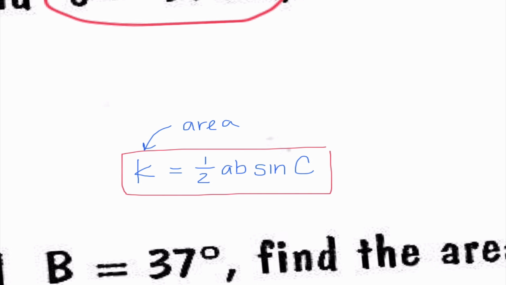And it doesn't need to be A, B, and C, but what it does need to be is any two sides, and this is what we call the included angle.